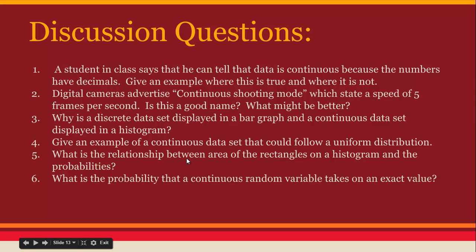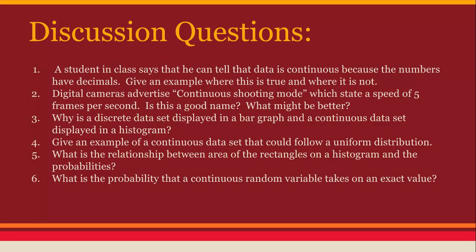Give an example of a data set that could follow a uniform distribution. You could think about that. We saw one in the example. I think that would be a tough thing to come up with, though. Actually, something that follows a uniform distribution, because you've got to think everything is equally likely, and that's not always the case. It's just not something that always happens.